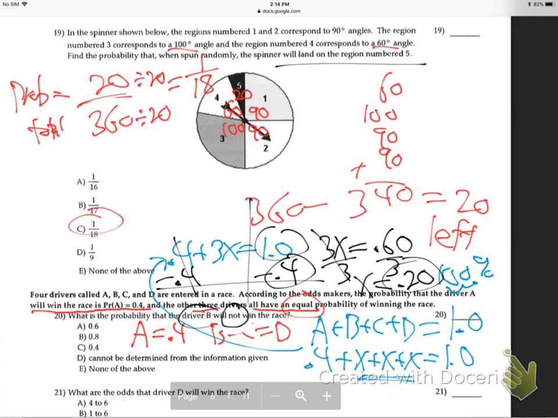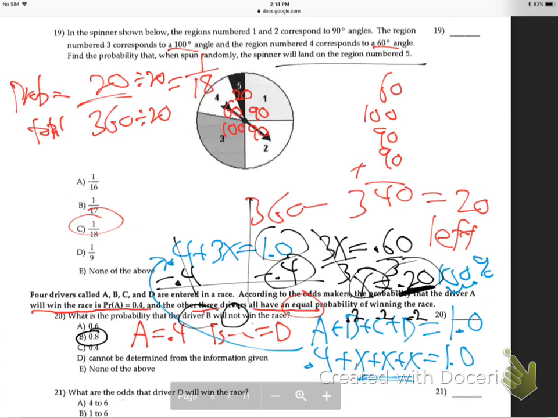Will not. So B, where I'm getting totally lost in my 0.2. 0.2 is the chance. That's what X came out to be. So that's B, C, and D. They're 0.2, 0.2, 0.2. They each have a 20% chance of winning. So if they have a 20% chance of winning, what's the chance they will not win? 80%. See the trick there? Watch out for the not. That little word changes everything.